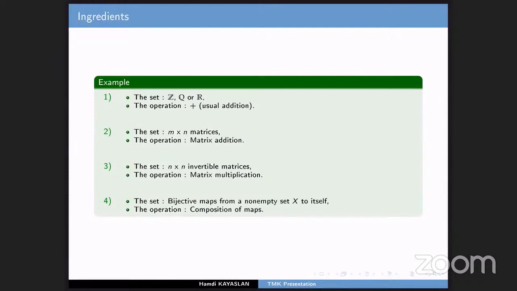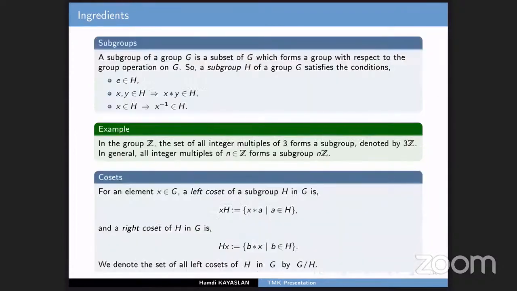And a little bit more interesting, we can pick a non-empty set X, and we can take the bijective maps, which are one-to-one and onto maps from X to itself. And under the composition, we see that these elements form a group too. So there are way more examples than these, but these are a little bit basic examples, I believe.